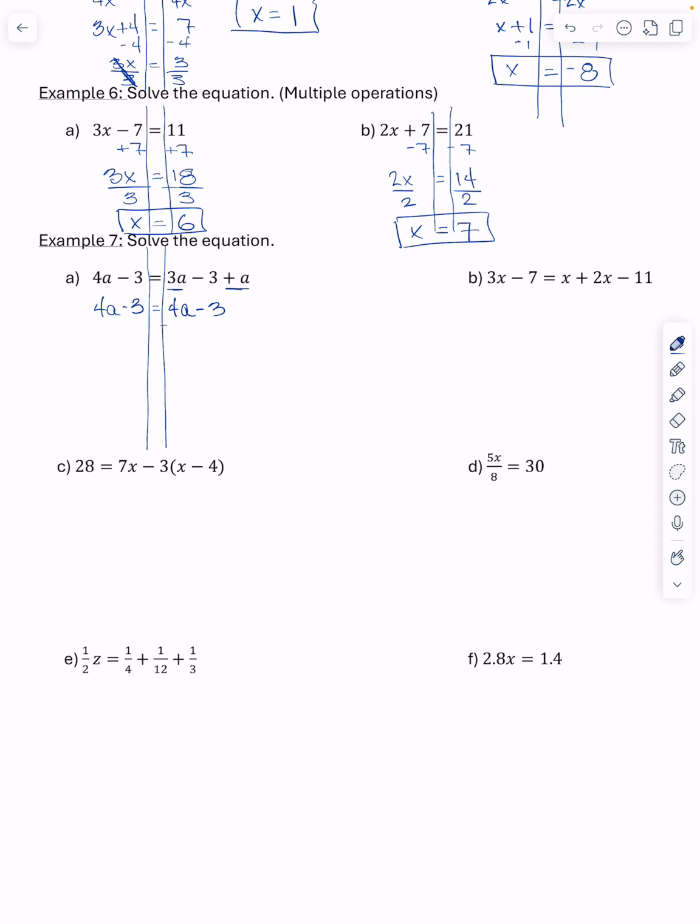Okay, now, if I go to move all the a's to one side and move all the constants to the other, I get 0 equals 0. This statement is always true. So it means it does not really matter what I plug in for x. I am going to get the same thing on both sides. This means I have infinitely many solutions.